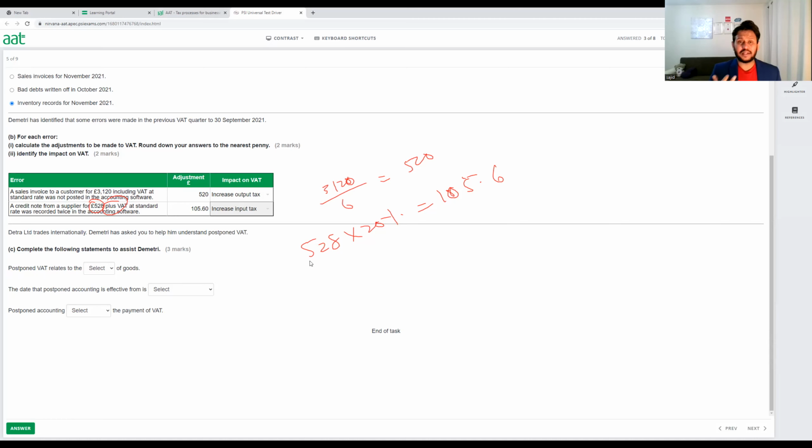So I enter the credit note. That means I'm reducing the input VAT. So here I did it twice. Now I have to increase it because I did it twice.